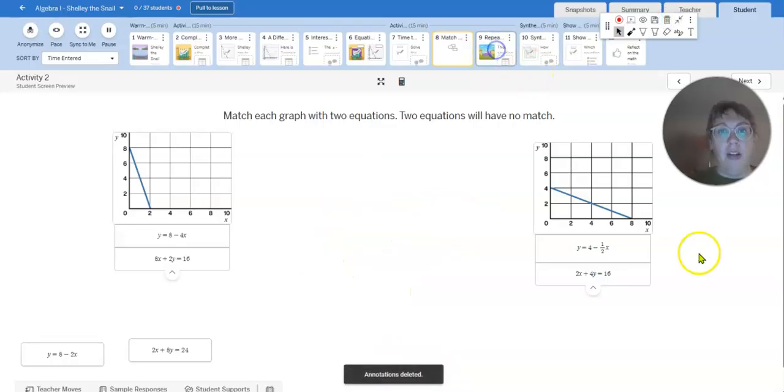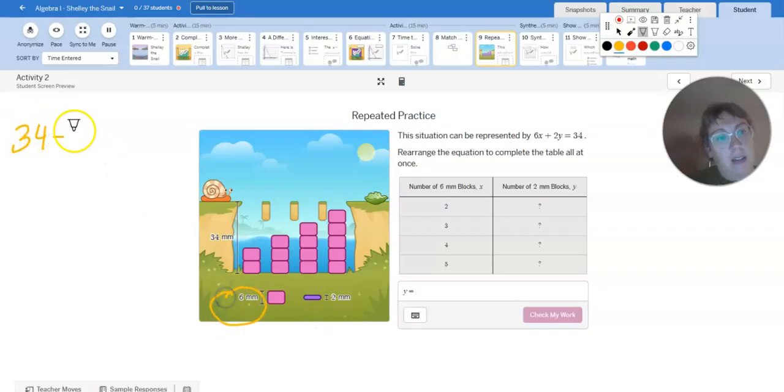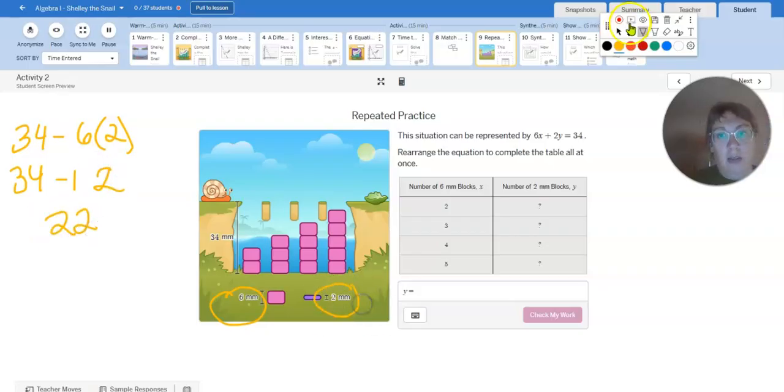Clear the board. On slide 9, we have a bunch of repeated practice. So this particular situation is 6x plus 2y equals 34. So if we have two 6mm blocks, how many 2mm blocks can fit? So we want 34, and we have two of these, so 6 times 2. 34 minus 12 is 22, divided by 2 is 11.